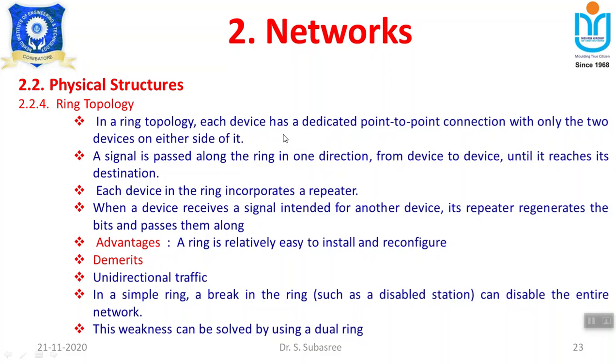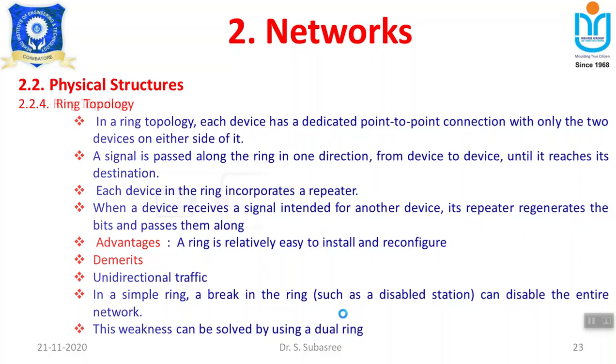So in a ring topology, each device has a dedicated point-to-point connection with only two devices on either side. So the signal is passed along in one direction. Each device in the ring incorporates a repeater. So when a device receives a signal for another device, it regenerates the bits and passes them.